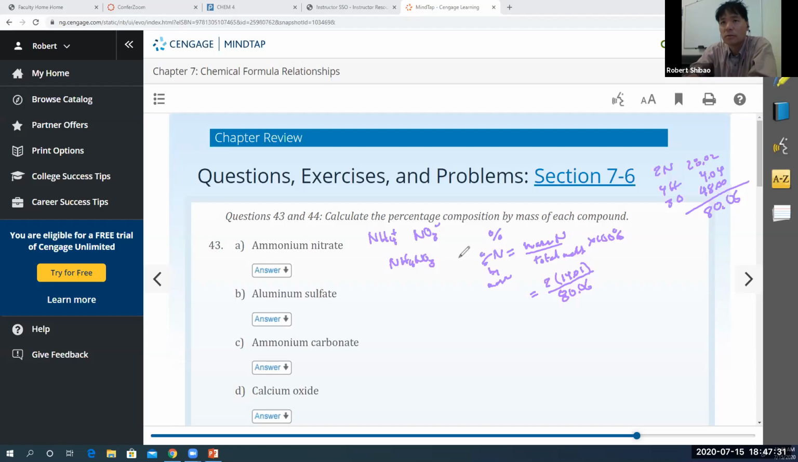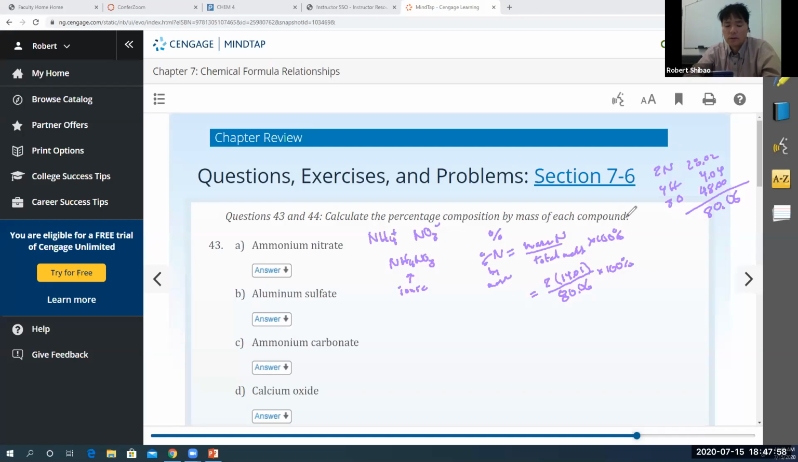This doesn't form molecules. Even though this is all nonmetals, this is not molecular. This is one of the exceptions to the rule. This is ionic, even though it's all nonmetals, and that's because it consists of the ammonium ion and the nitrate ion. Then we'll go times 100%. That should give us the percent nitrogen by mass.